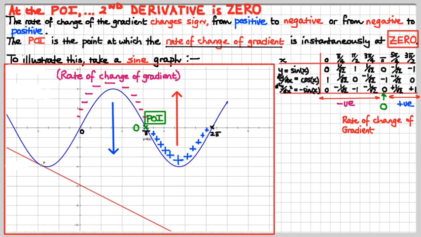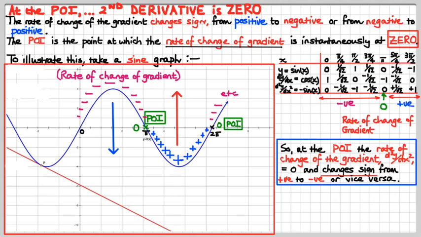So, look, it all makes sense. It's just quite, yeah, that's a POI, etc. Yes, so at the POI, the rate of change of the gradient, d2y/dx squared, is 0, and it changes sign from positive to negative or vice versa. Okay? I know, it's sensational.